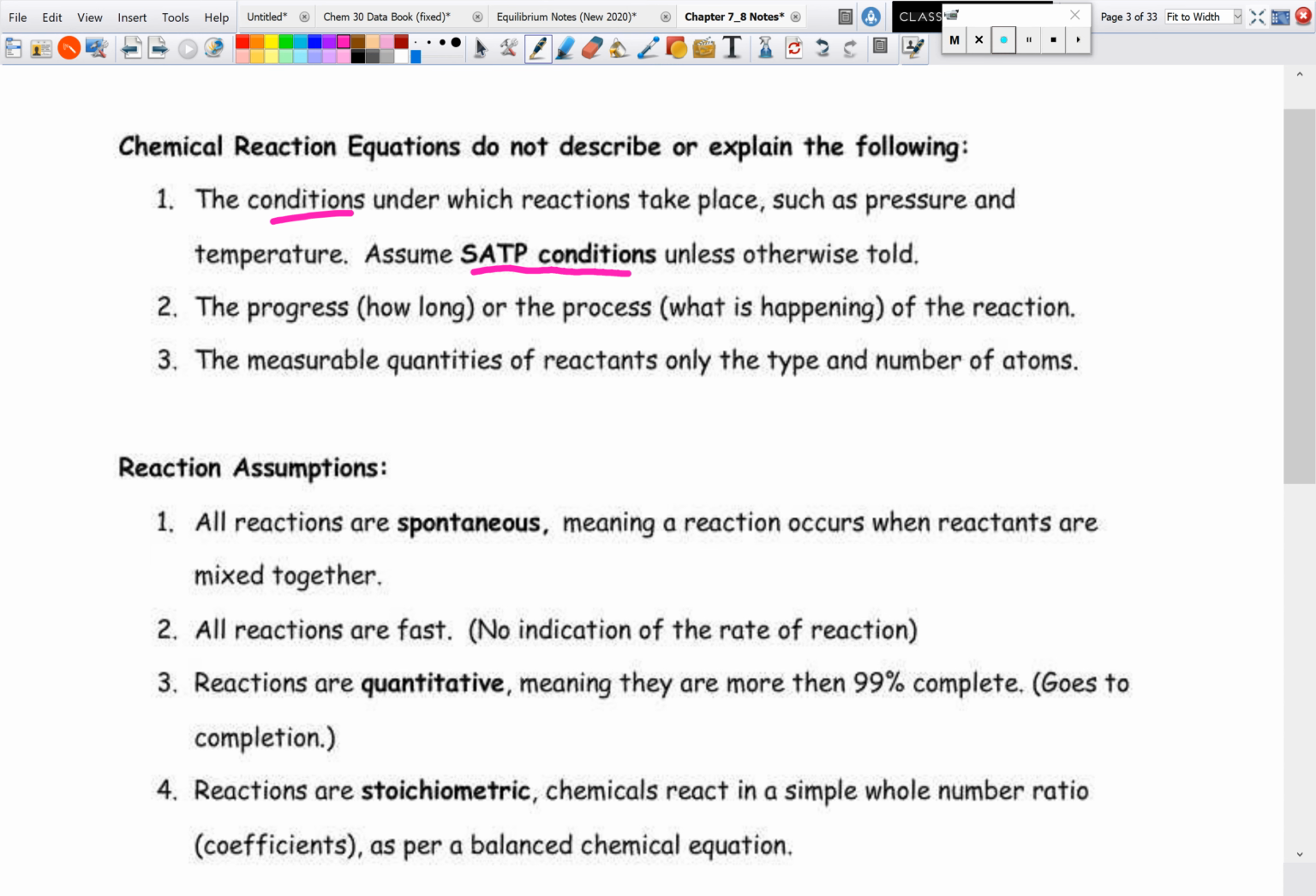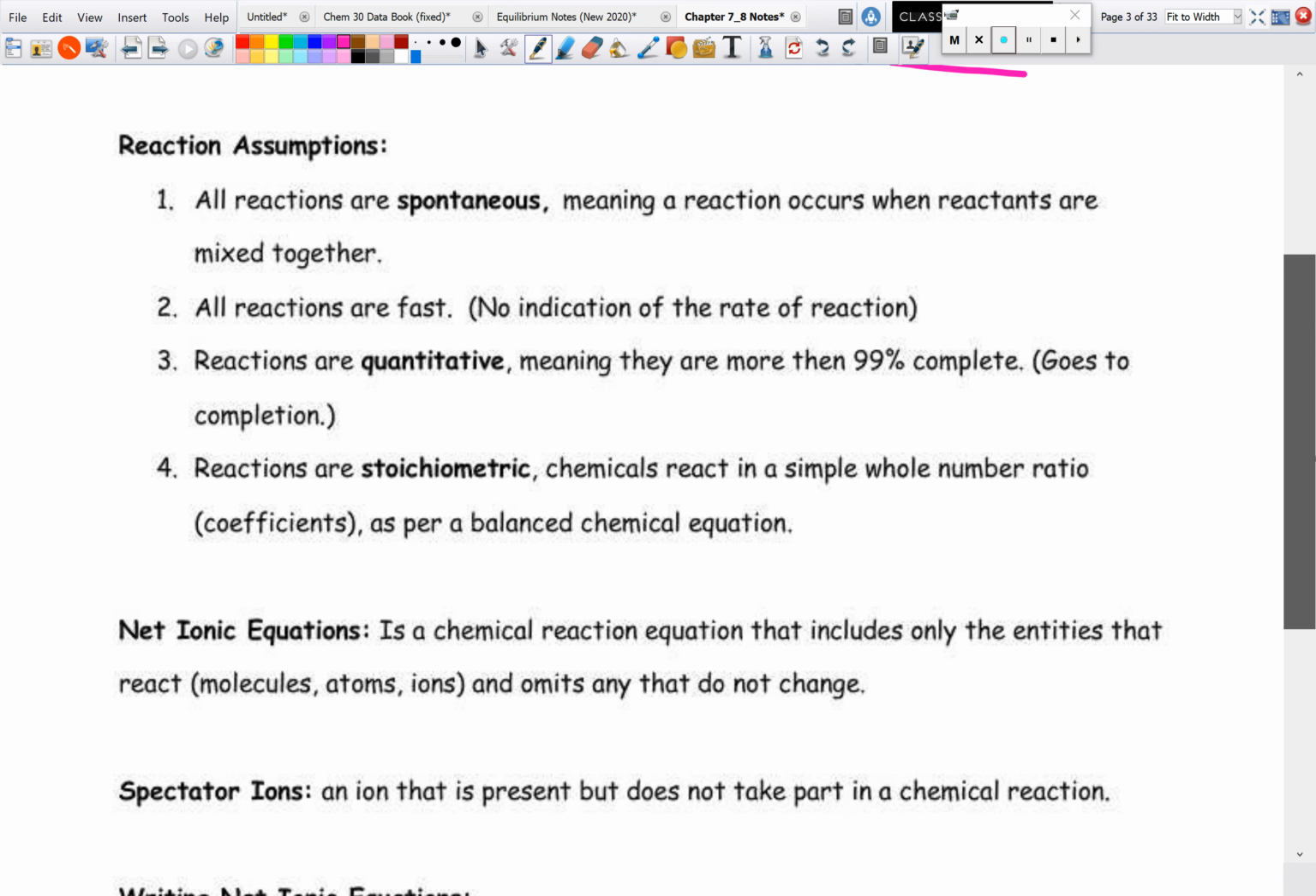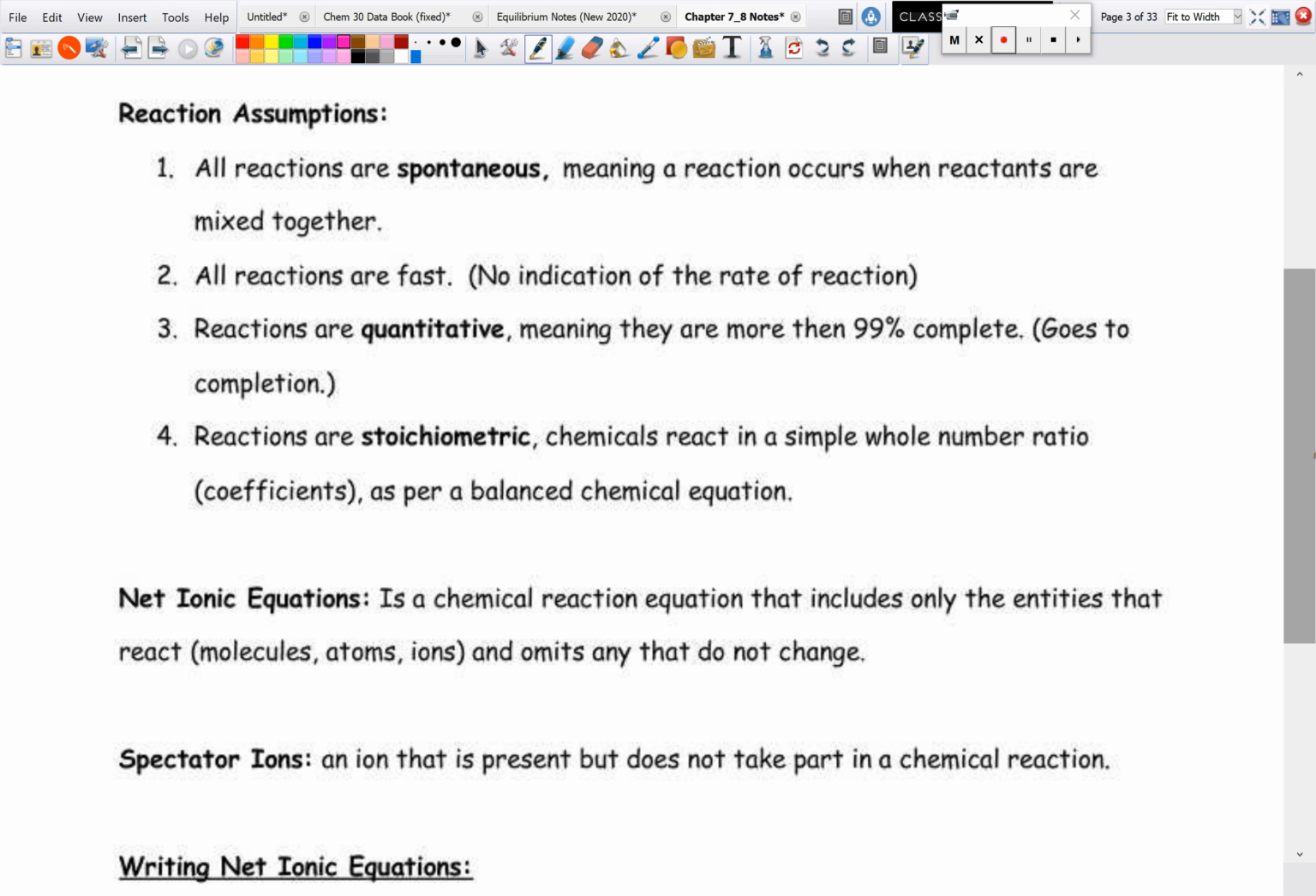Now the reaction, just how it's written out, also doesn't tell us how long it takes or the process of what's happening. A chemical reaction doesn't say, let's sit for 5 hours. We just have reactants, products, and that's it. It also doesn't give the measurable quantities of the reactants, only the type and number of atoms. When we looked at general reactions, we never had the masses starting off or anything like that. Chemical reactions don't explain that, but of course we will get more information from questions as we read them. Now there are also a few assumptions that we're going to put inside of equations, or reactions.